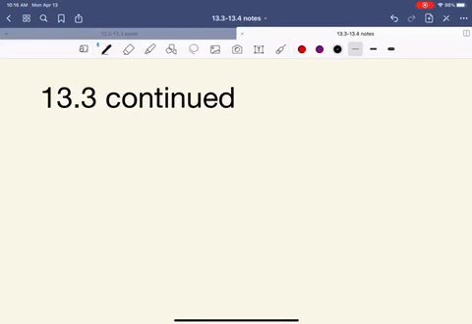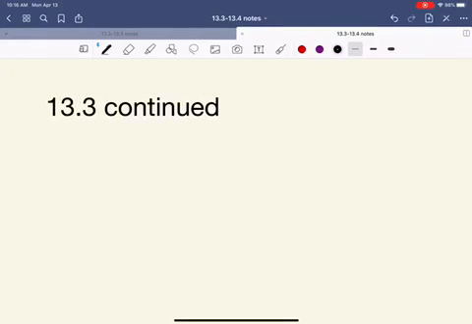Before we get into 3.4, we'll do a problem from 13.3. So let's take a vector field, and we're actually going to say that it is conservative. We know it is conservative, or also known as a gradient field.